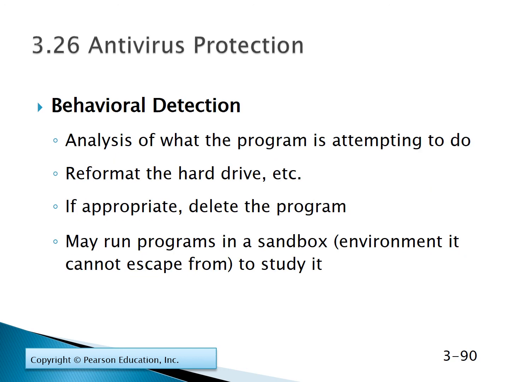Besides signature detection, antivirus software also does behavioral detection. So it will analyze what the program is attempting to do. So for example, if a program is trying to reformat your hard drive or trying to install some other software or trying to change your operating system settings, then it will actually stop the program from doing that, or it will at least warn the user or ask the user to confirm. So when appropriate, it may also delete some of the programs that are taking this kind of action, or this antivirus software may quarantine this kind of suspicious programs.